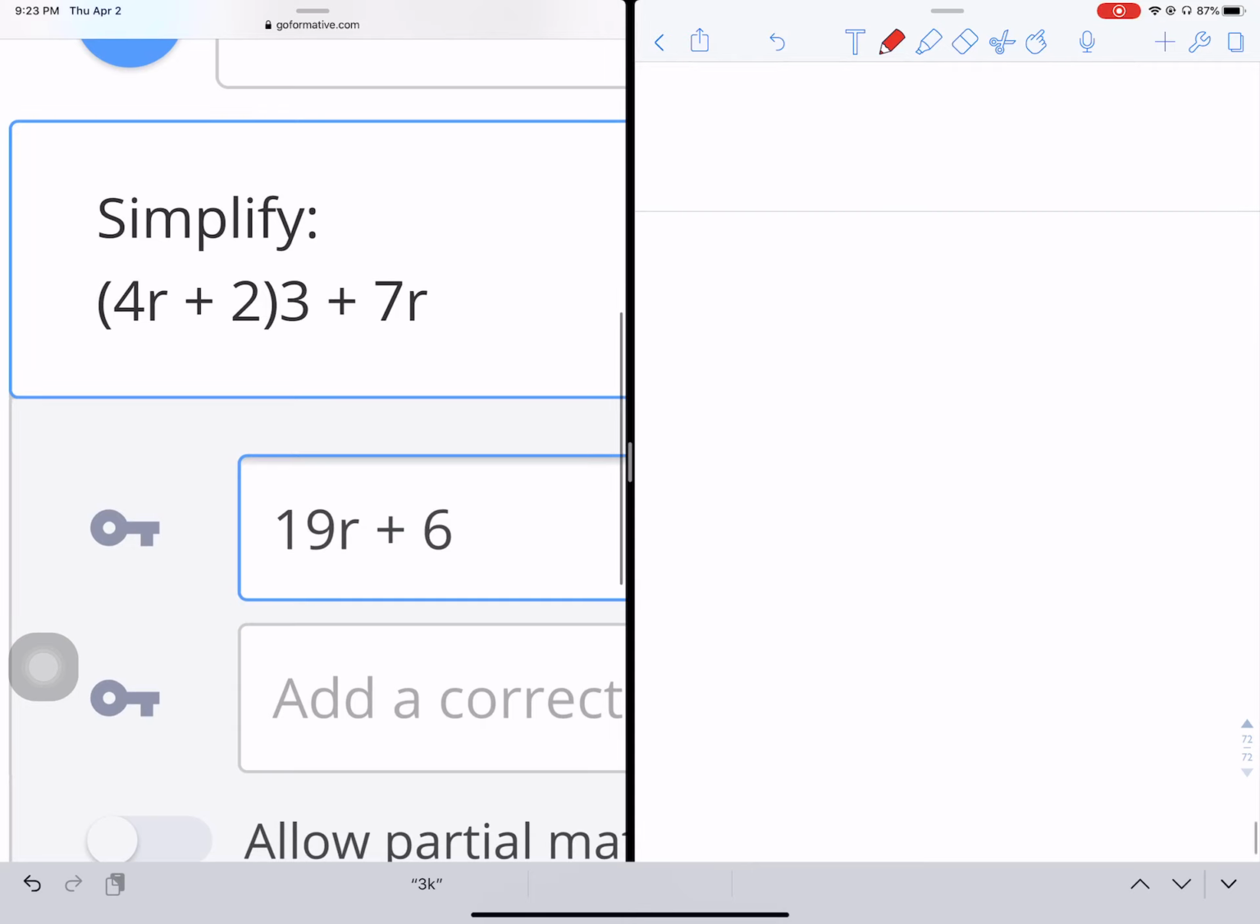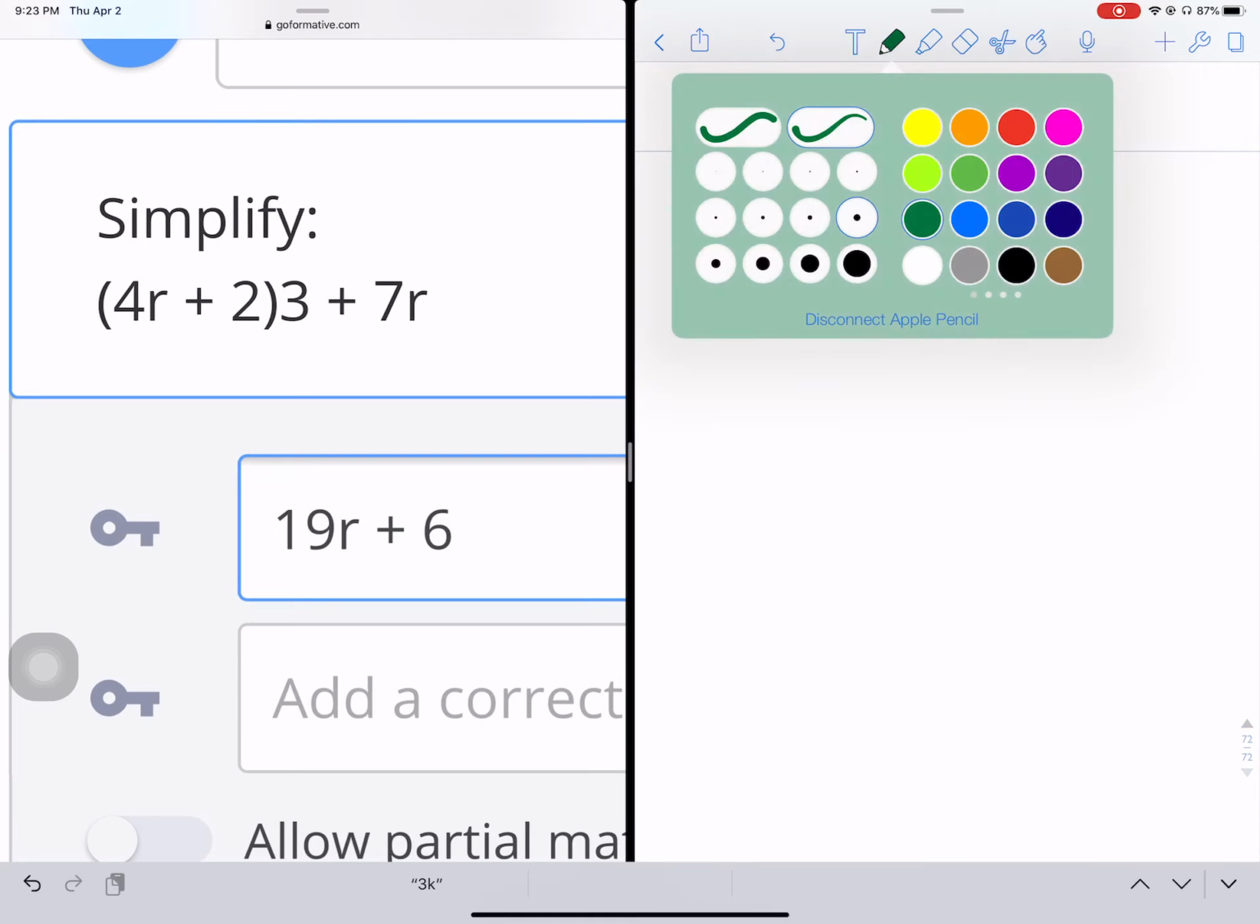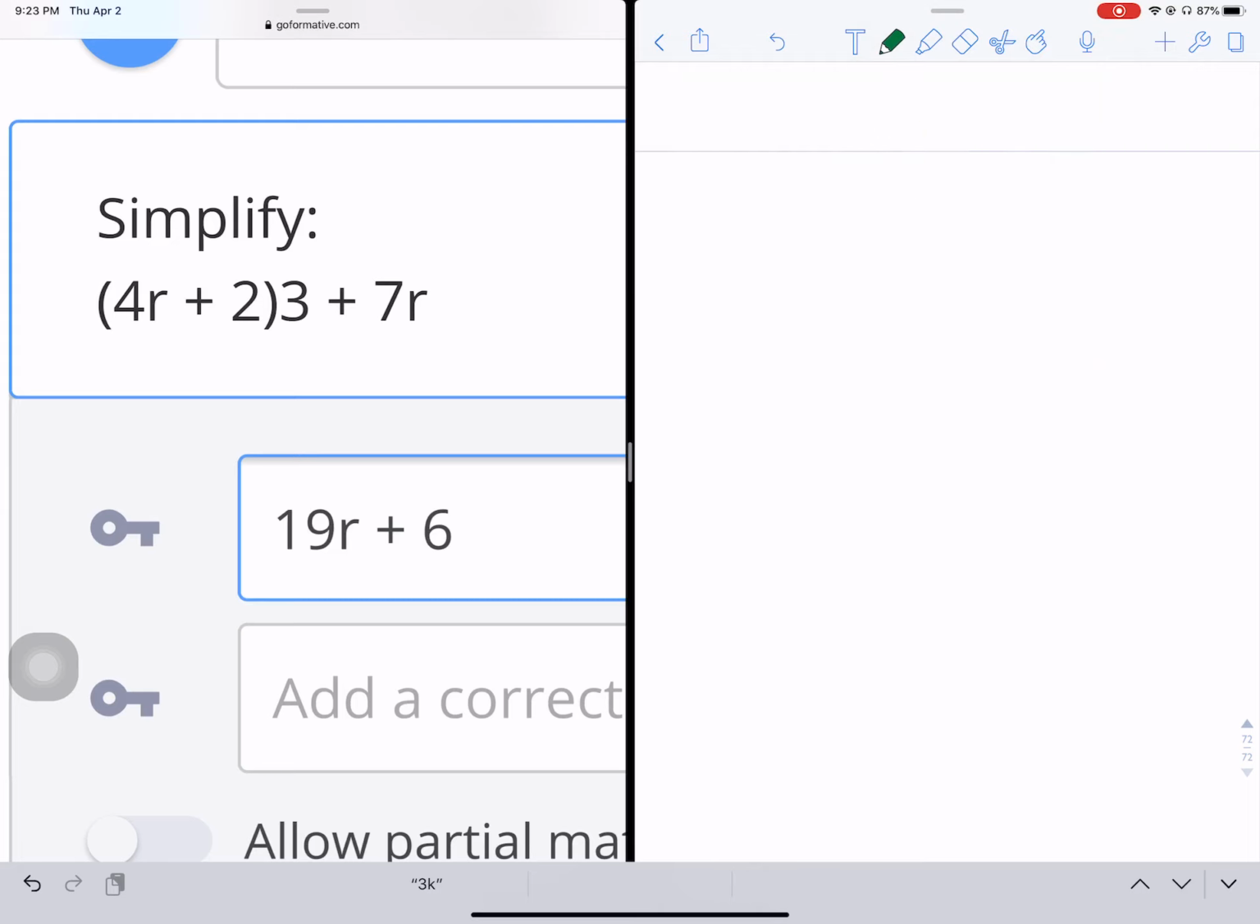This one's challenging. I'll do this one with you, aka for you. But I say with you because I'm assuming you are watching and taking copious amounts of notes. So many notes. You're working so hard. 4r plus 2.